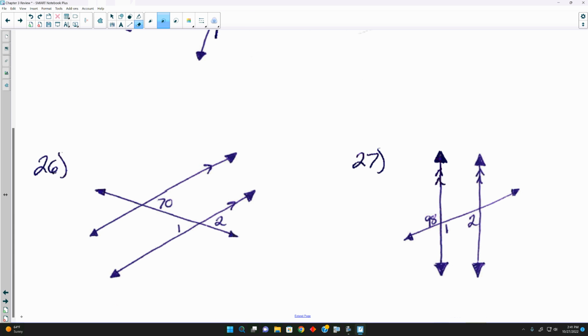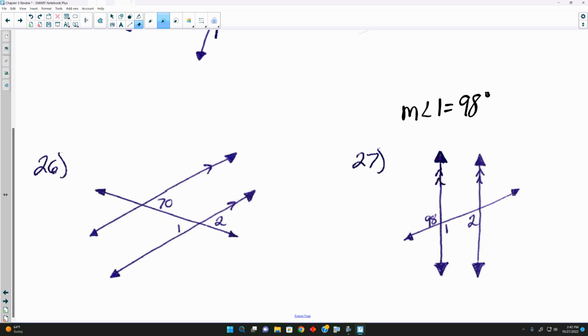If we look at this here, these 2 are parallel, yes? Well, 98 and angle 1 are vertical angles, yes? So that means that they are congruent. So the measure of angle 1 is 98 degrees. Now, 98 degrees and angle 2, those are not alternate interior angles, are they? Are they alternate exterior angles? No, because if they're alternate interior, they would be congruent. If they're alternate exterior, they would be congruent. If they're corresponding angles, they would be congruent, yes?